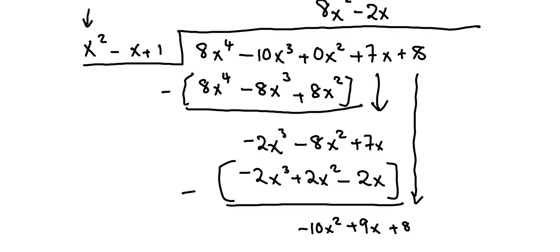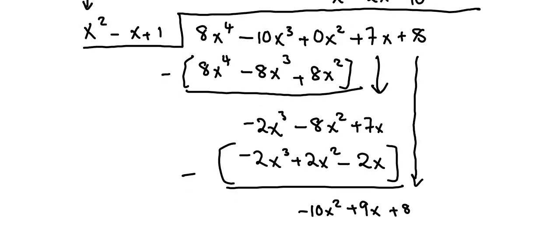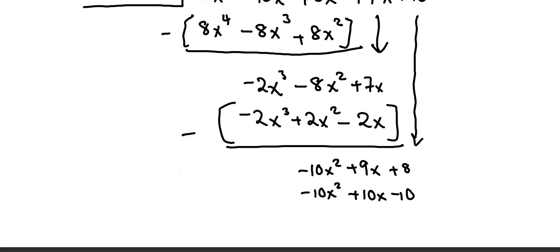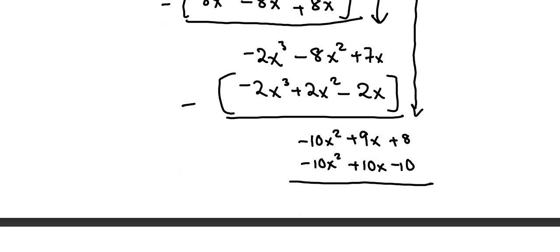Then if we divide x squared into negative 10, this is going to be just a negative 10. Multiplying everything by negative 10, it's going to be negative 10x squared. Then negative x times negative 10, that's going to be a positive 10x. Then 1 times negative 10, that's going to be a negative 10. So we can now find the difference here. This is going to be negative x, then this is going to be plus 18.